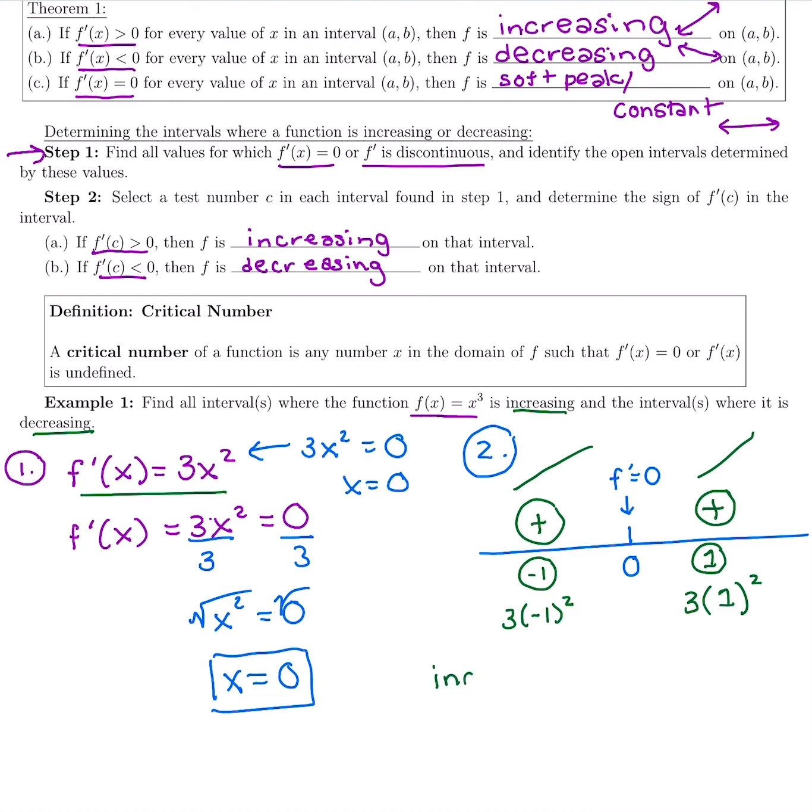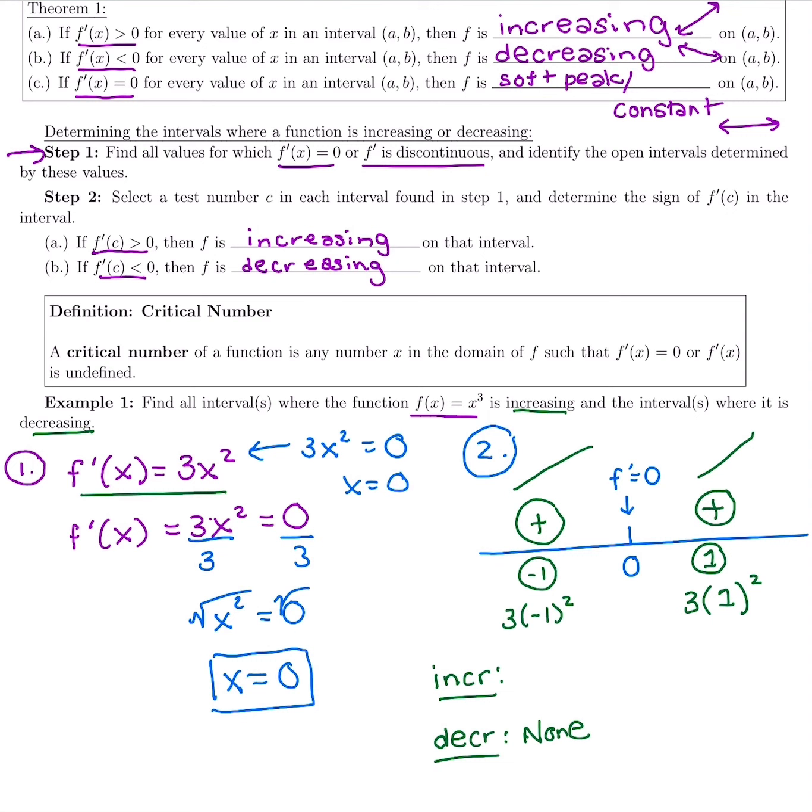So for increasing and decreasing, we want to write our answer in interval notation. I'm going to start with decreasing because that's the easier one. This graph is never decreasing. It never had a negative derivative. So for the decreasing interval, I would just write none.